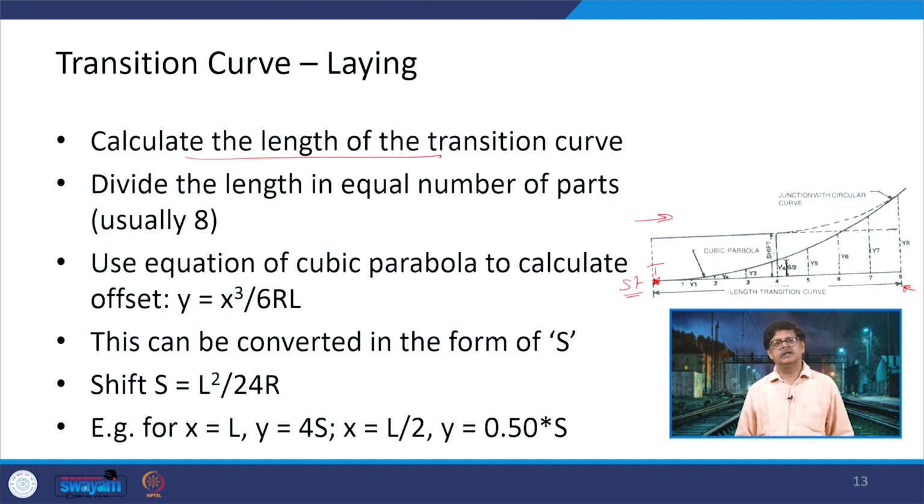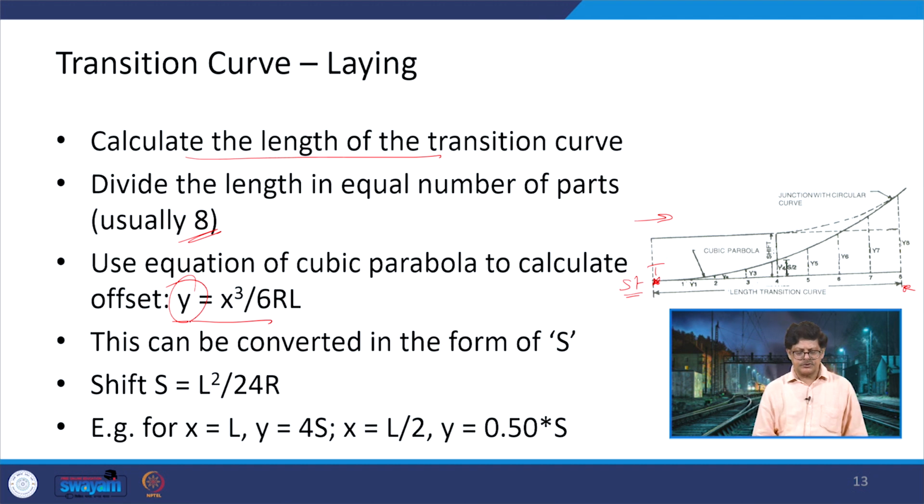Now, this particular length is divided into equal parts, and previously also we did talk about it, and there also we said that it is better if we usually take 8 equal parts. Then when we have taken those 8 equal parts, we have these particular points as 1, 2, 3, 4, 5, 6, 7, 8. We use the equation y equals x cube divided by 6RL. So, we have the radius, we have the length of the transition curve, we have the x distance which we are moving, and for that x distance the offset y is going to be calculated.